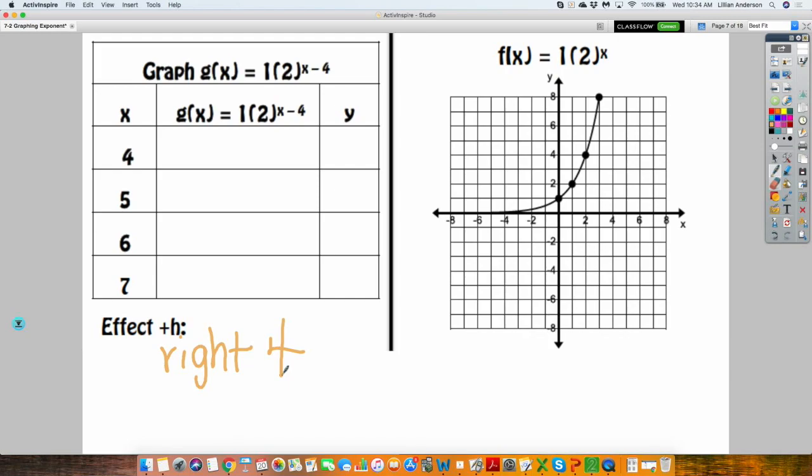So, let's plug in. What's 4 minus 4? Say again? 0? Are you sure? Okay. What about the rest of the class? So what's 2 to the 0 power? What's 1 times 1? So there's a point there.